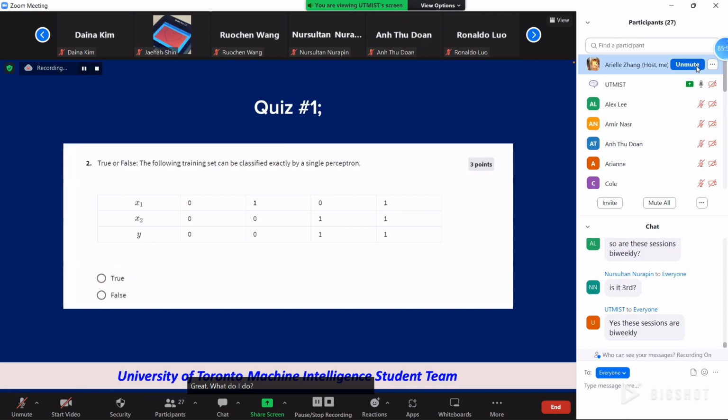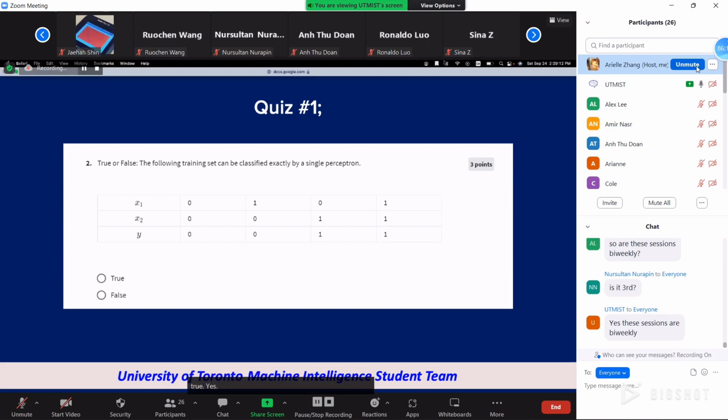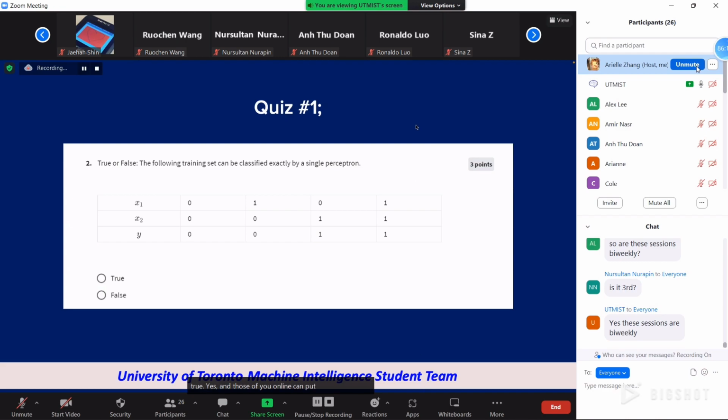Cool. Okay, so question 2 is a true or false question. The following training set can be classified exactly by a single perceptron. True or false? And those of you online can put a stamp on what you think the answer is. I feel like we can also do polls. I don't know how to do it. We can find that out next time.